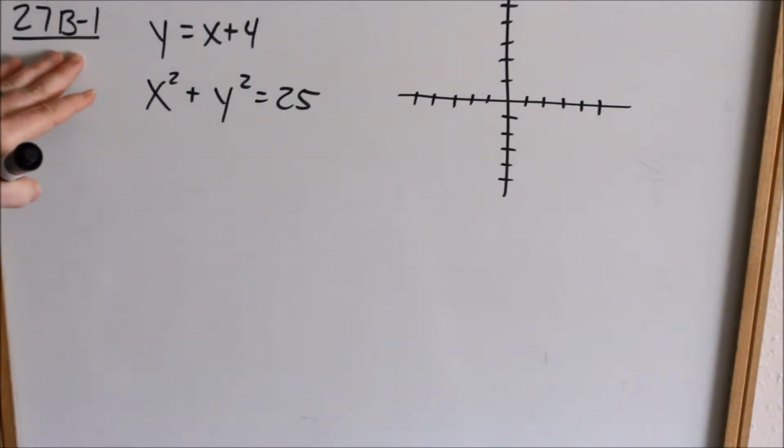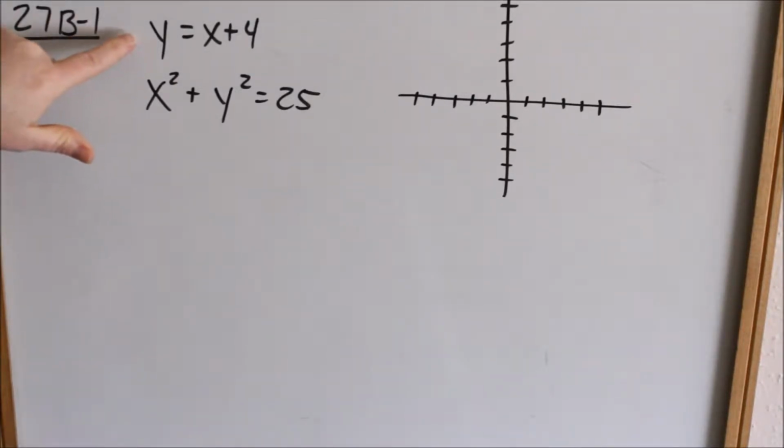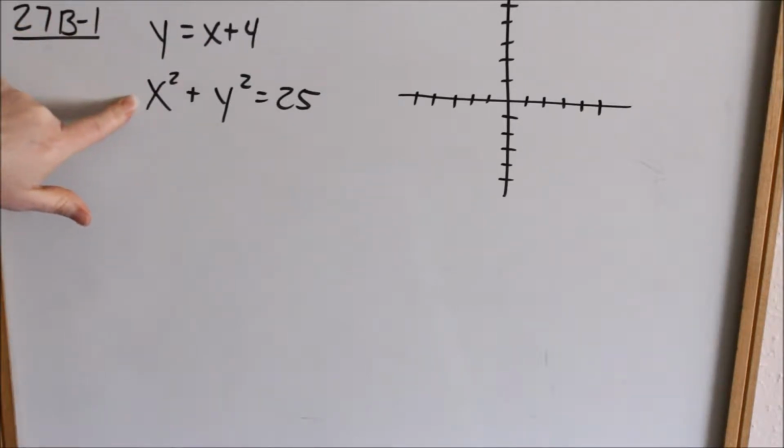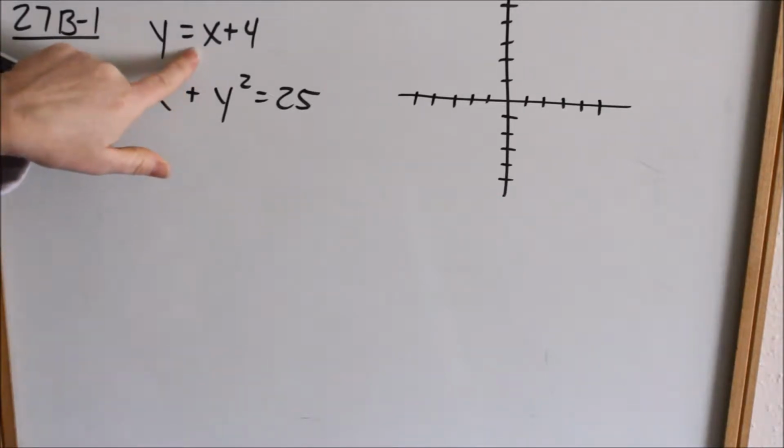Alright, let's look at 27b1. Basically what you are doing in these problems is graphing an estimate, and our goal is to find the points where they intersect. So, yes, you probably could estimate on the graph to find where they intersect, but we will calculate everything because calculating is exact. Graphing is an estimate.